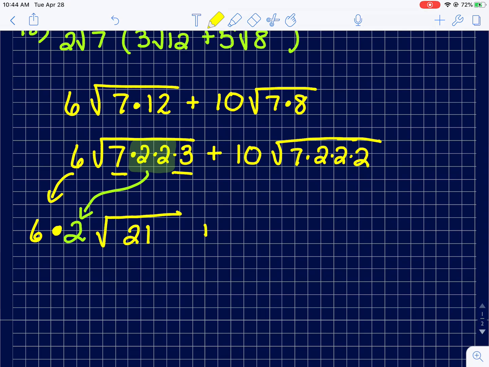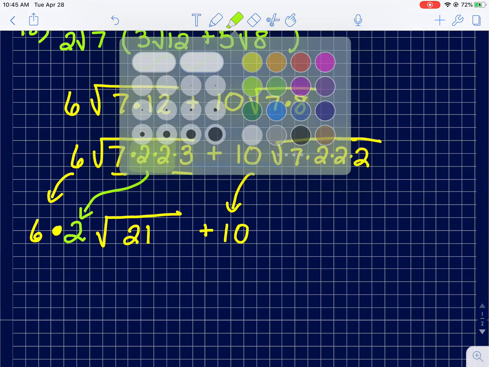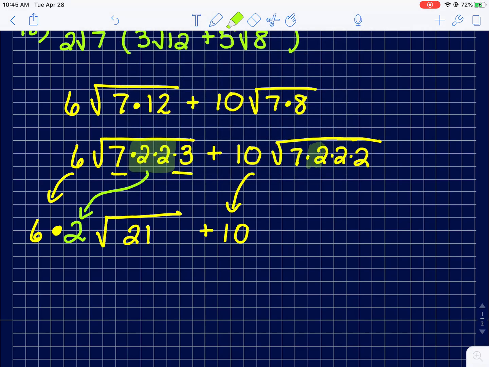In the second term, there's a 10 on the outside, and on the inside there is a set of 2's that can come out. There are three 2's, and only 2 of them can escape. So these two 2's are going to come out.